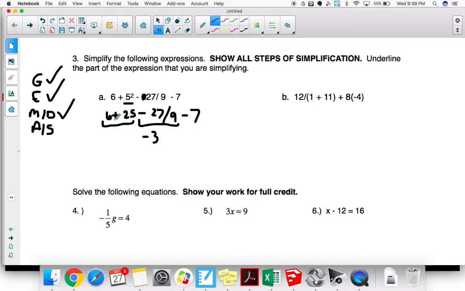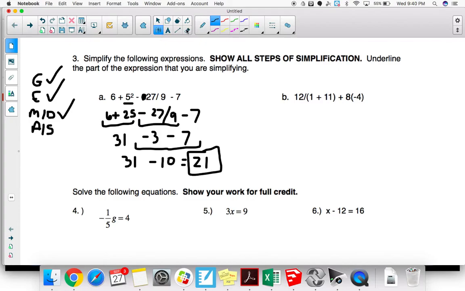6 plus 25 would be 31 because at this point, we're down to addition and subtraction. Okay, and then minus 7. Well, I like to combine ones with the same sign first. So this would be the same as subtracting 10 from 31, and that gives us 21. And go ahead and circle that answer when you're done. It's a lot easier to find your work.